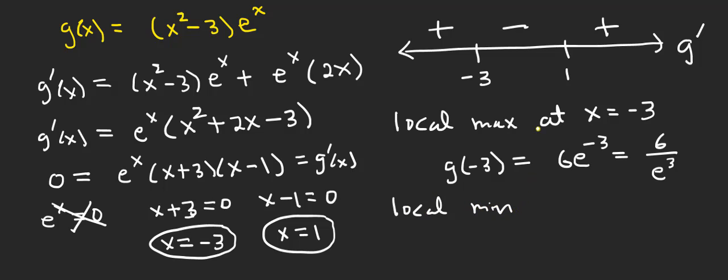Local min occurs at x equals 1 because g prime changes sign from negative to positive. And what is a local minimum value? It's going to be g of 1, which is going to be, now make sure you plug it into g of x, not g prime of x. You get negative 2 e to the first power, which is just negative 2e. And of course, you could change it to decimals if you want.